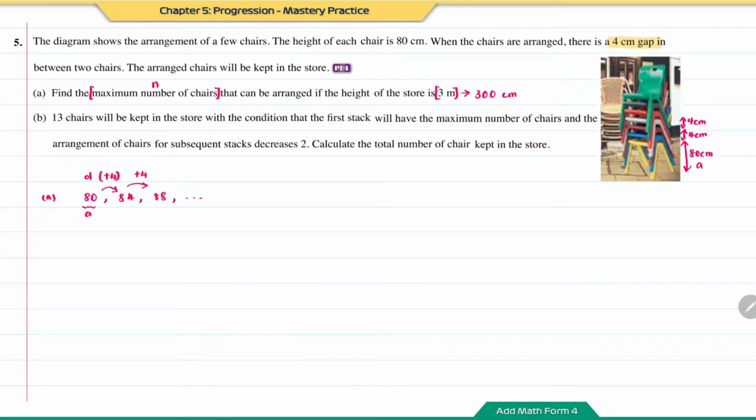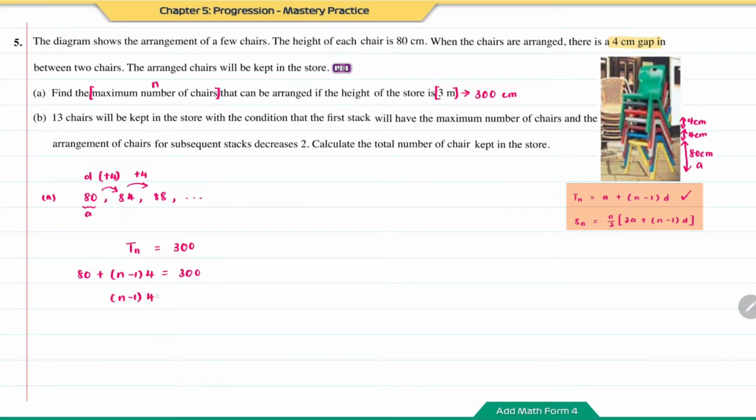Now to find the n, Tn equal to 300. So now refer to this formula. Here the a is going to be 80 plus n minus 1, and d is equal to 4. To find the n, first I'm going to move the 80 to the right hand side. So it's going to be n minus 1 times 4 equal to 300 minus 80, which is equal to 220.